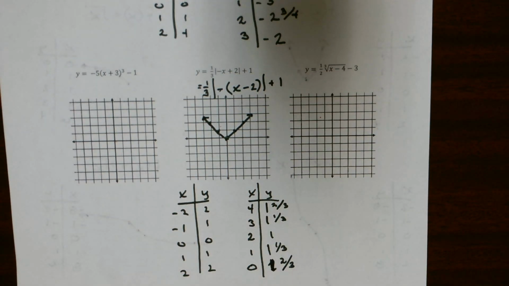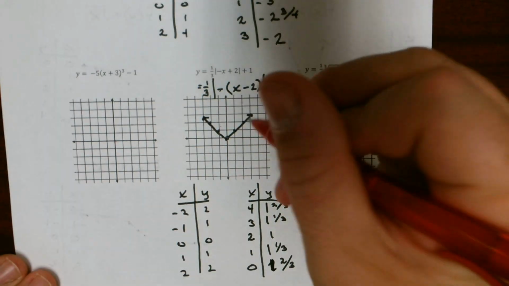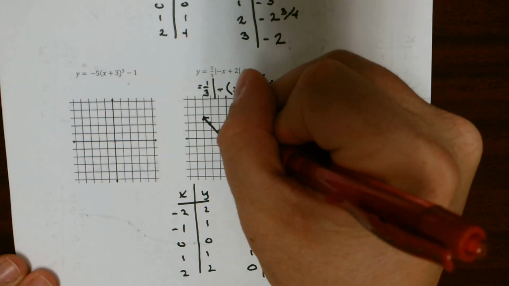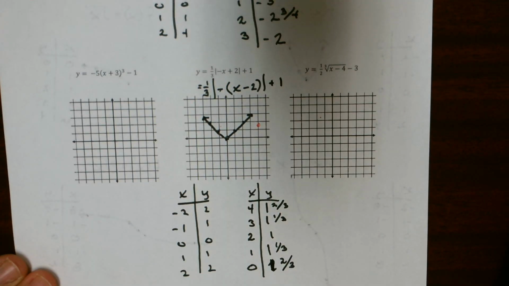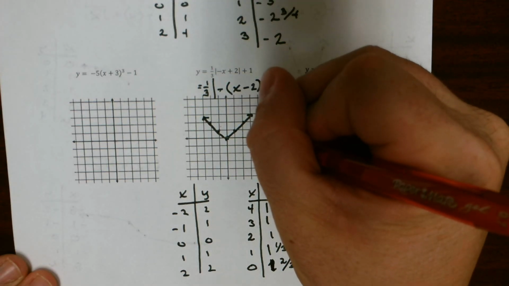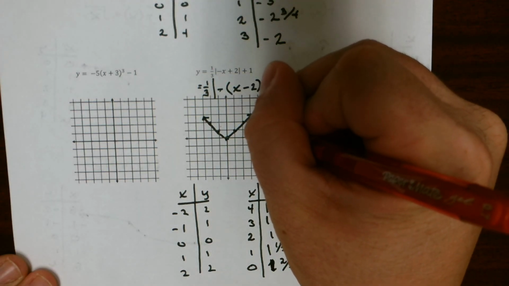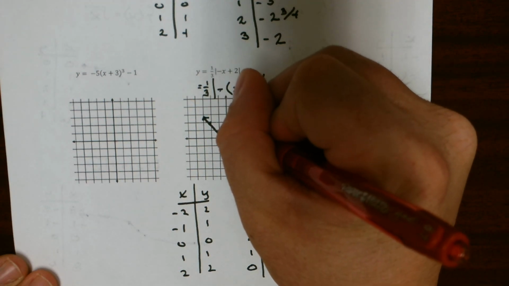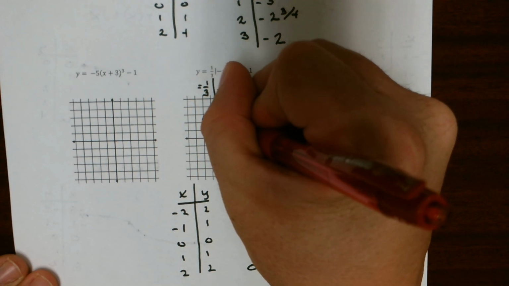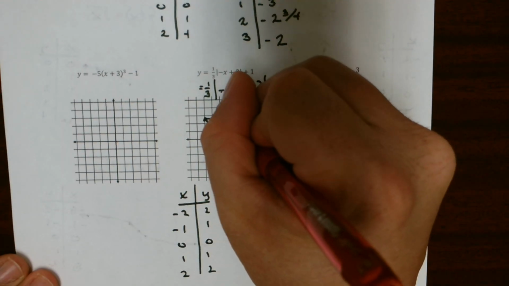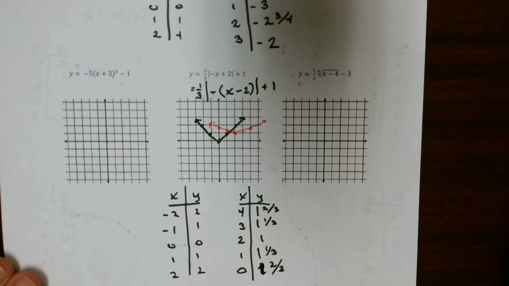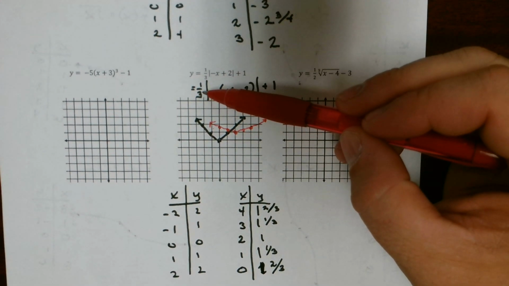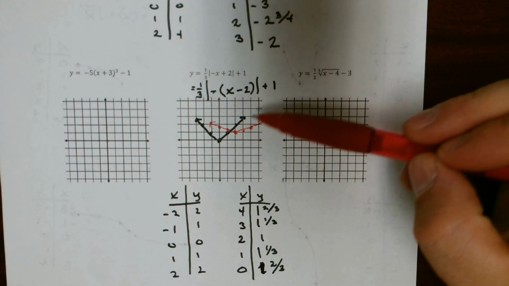1 and 2/3. So I can grab my color here, and let's go ahead and draw the thing. So 4, 1 and 2/3, about right there. 3, 1 and 1/3, about right there. 2, 1, 1, 1 1/3, and 0, 1 and 2/3. And you can see your V-shaped graph has been vertically compressed, right 2, up 1.